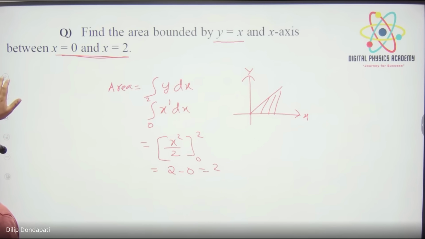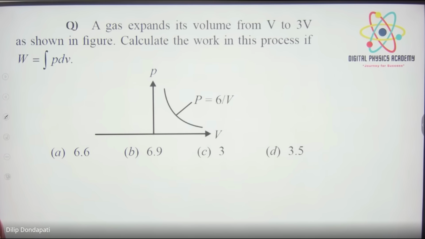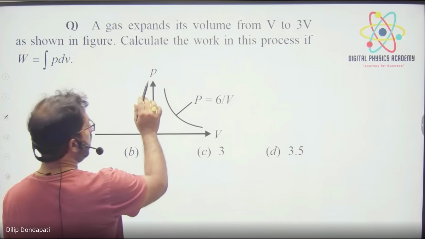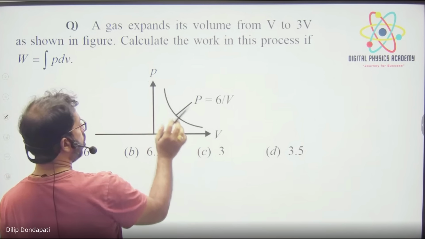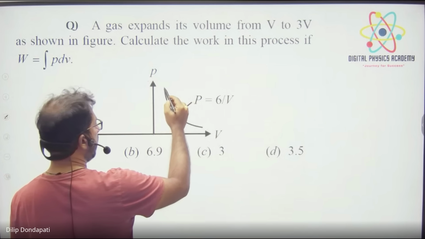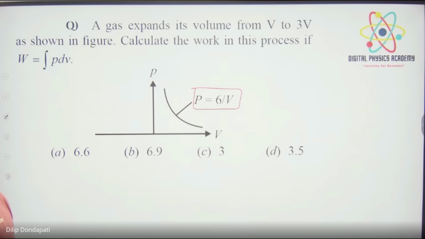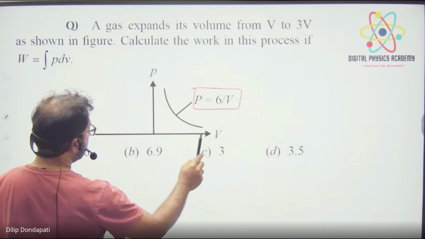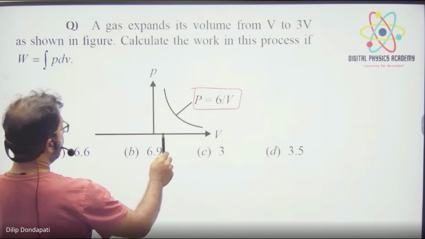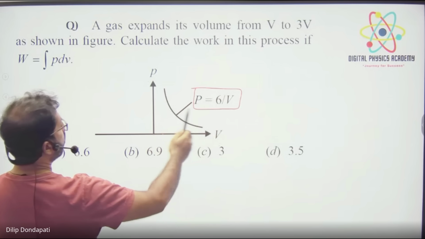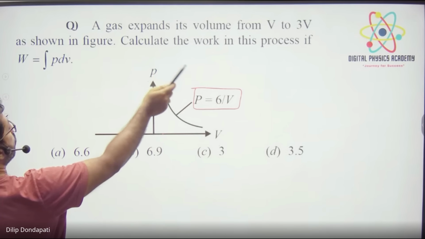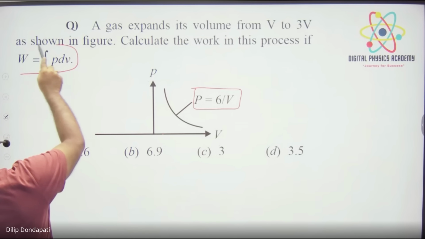Okay, next question. A pressure versus volume graph is given, with the pressure given as 6 by V. A gas expands its volume from V to 3V. So the gas is expanding, it is increasing, right? As shown in the figure, calculate the work done by this process. Use this formula and calculate the work done.